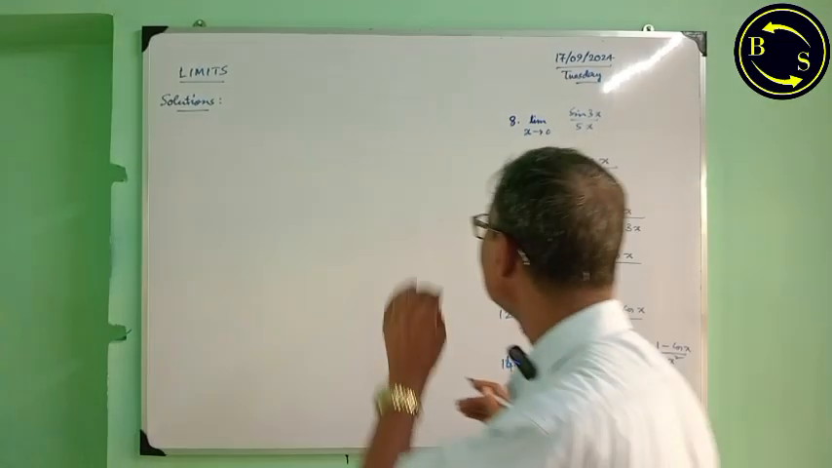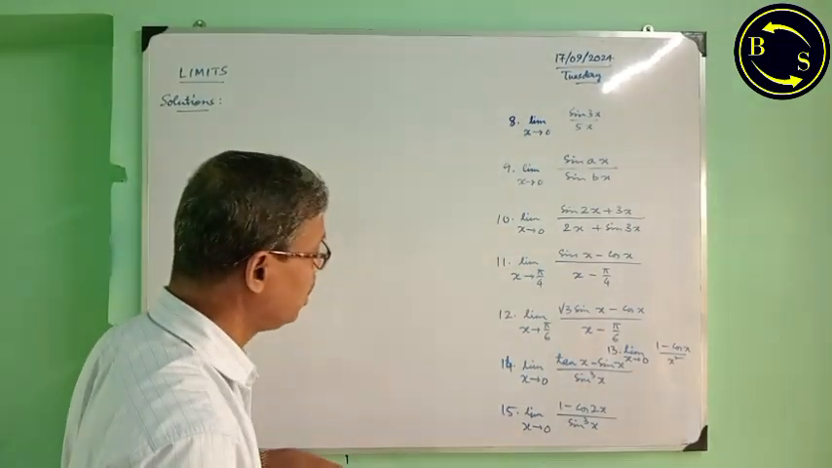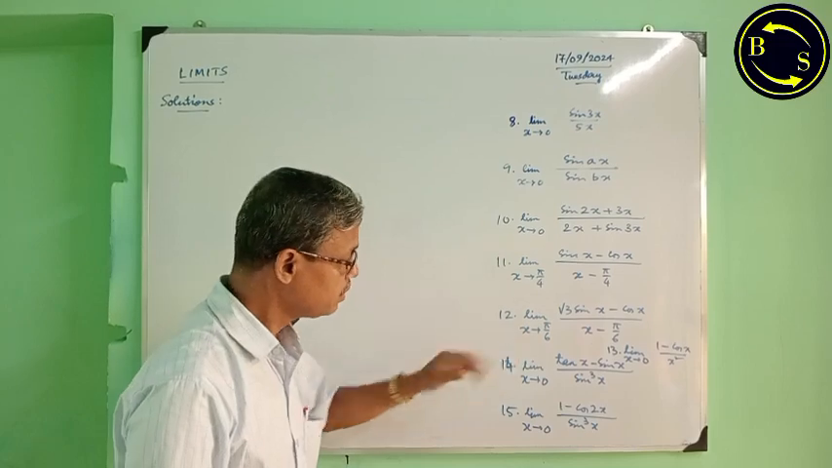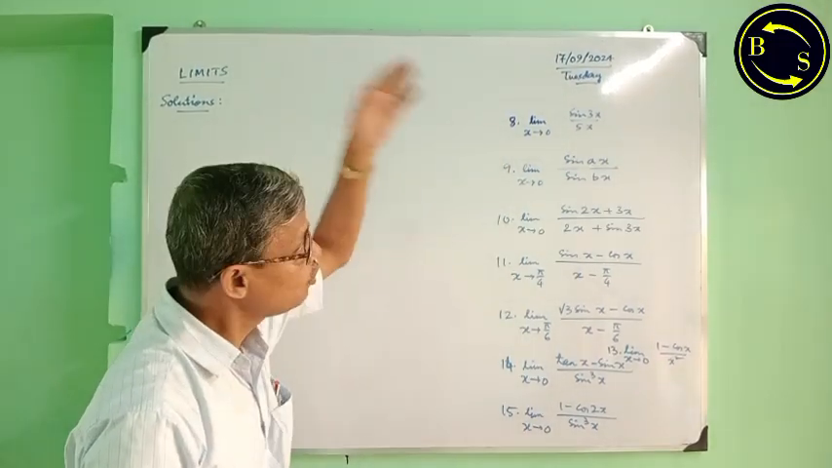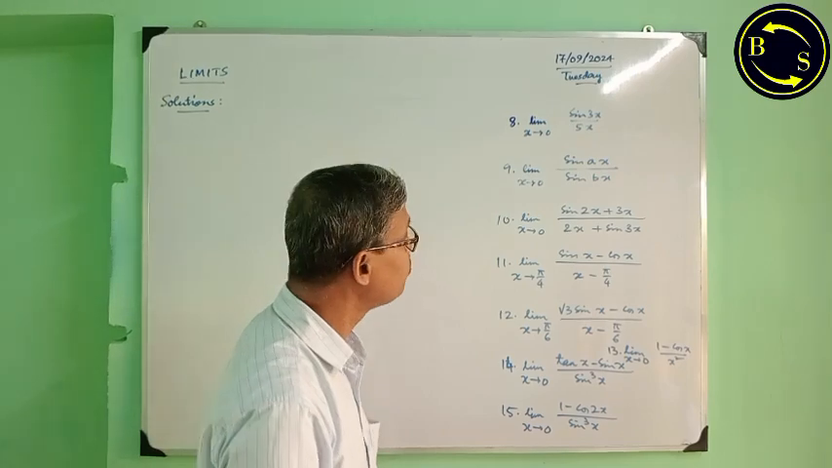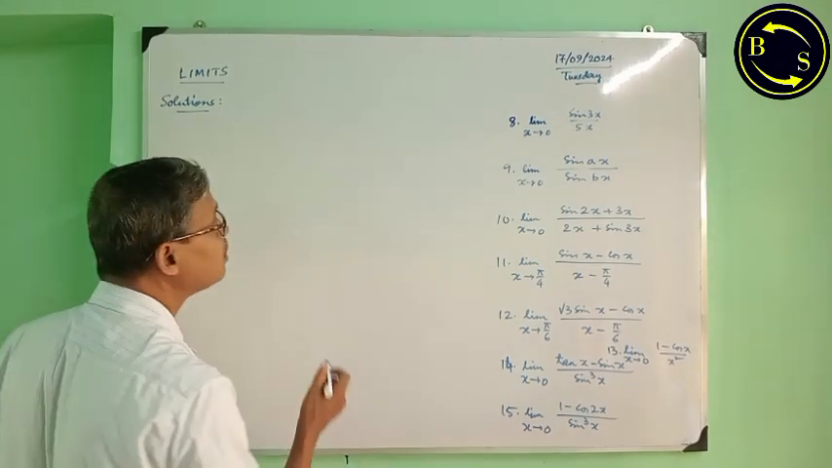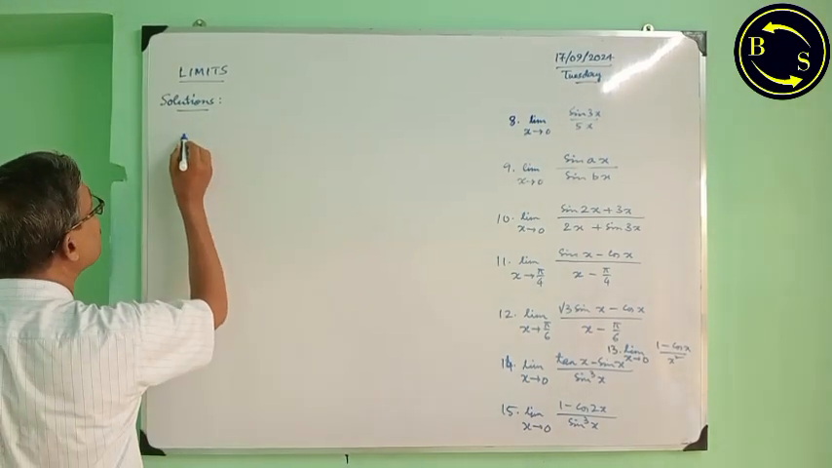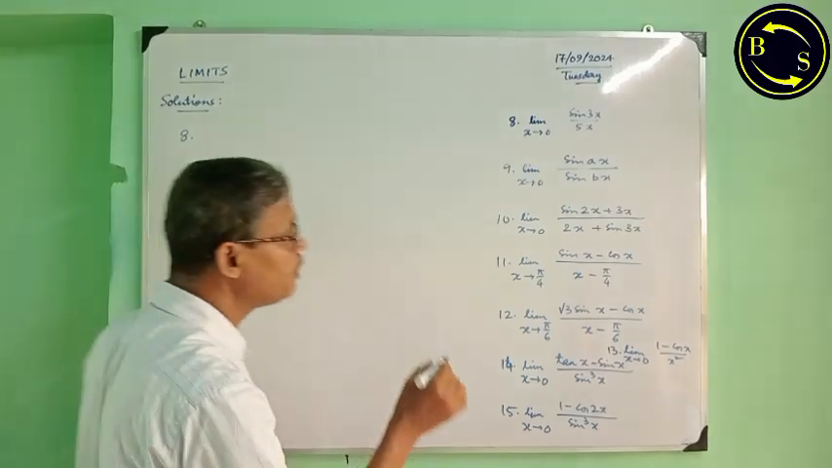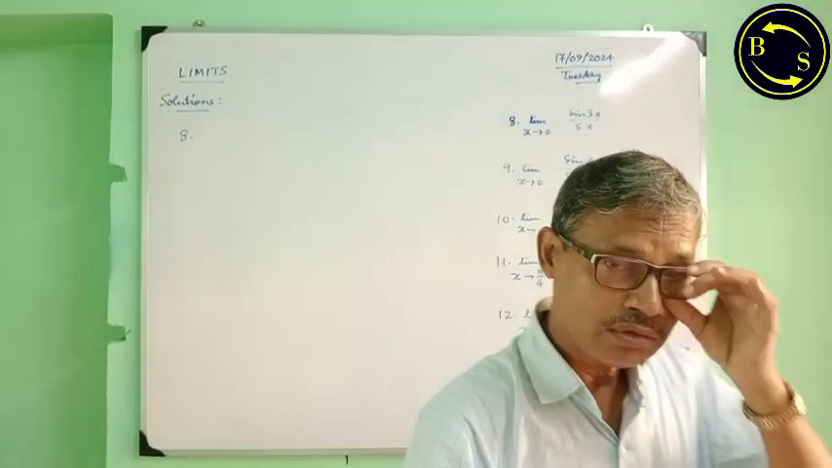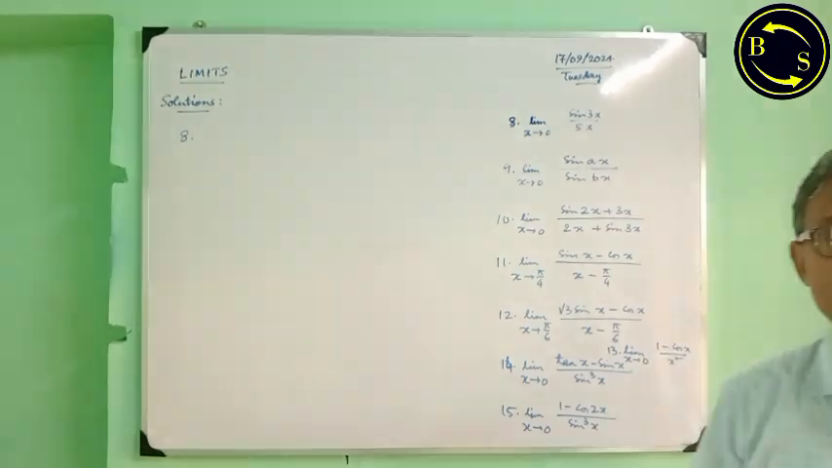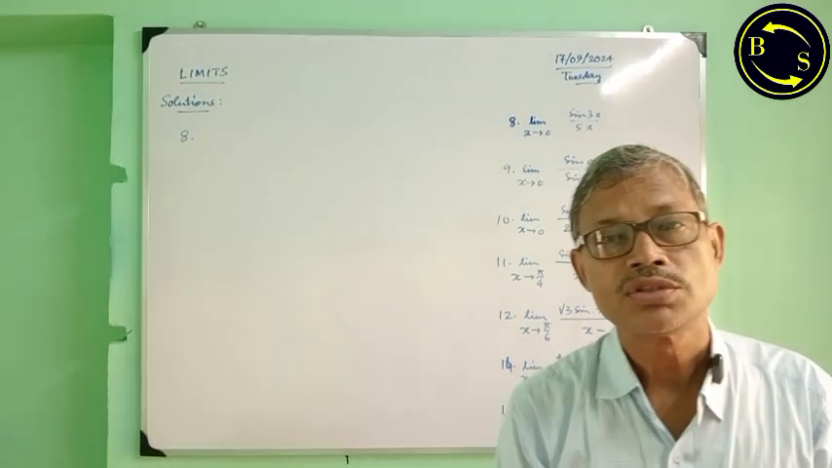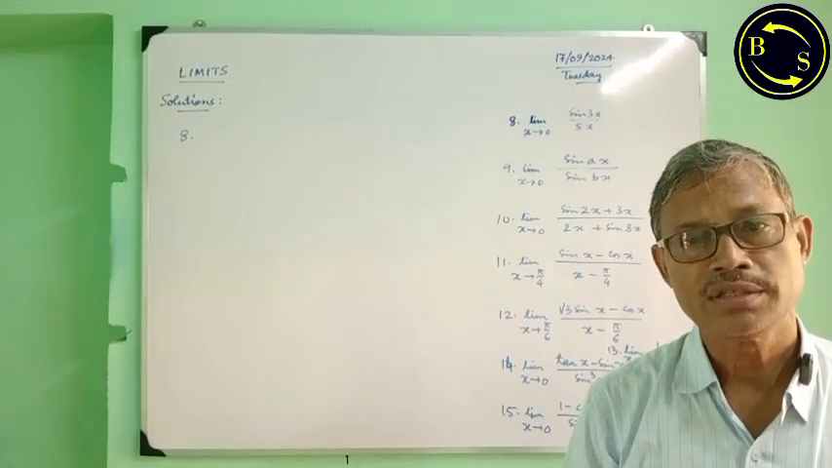Now I move to the second set. You see, I have taken limits involving trigonometric form. First of all, number 8. Before solving these sums, let me mention that we have to use here the standard limit. Limit x tends to 0, sin x by x is equal to 1.